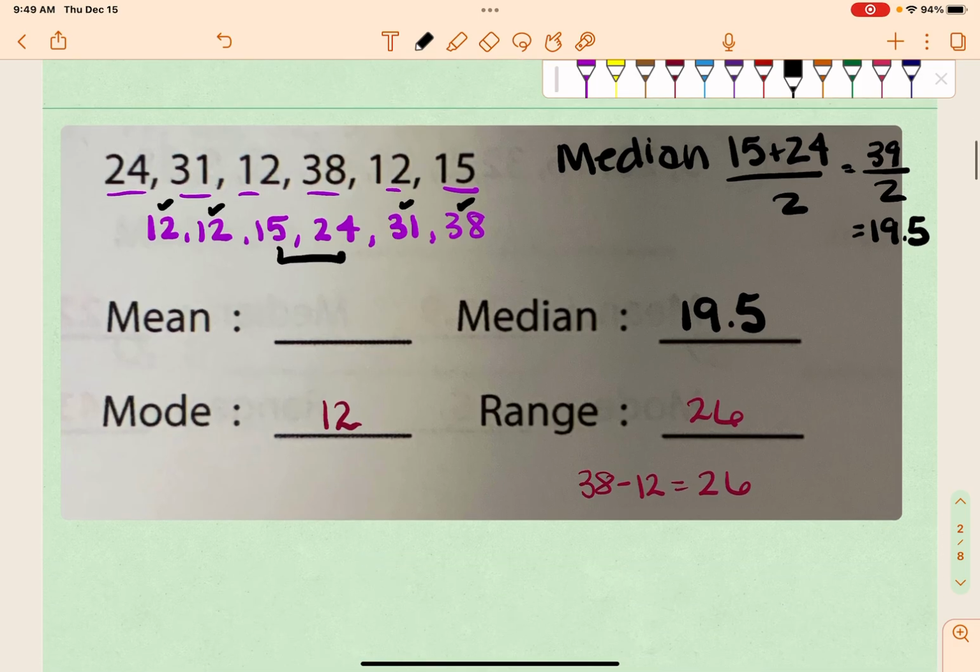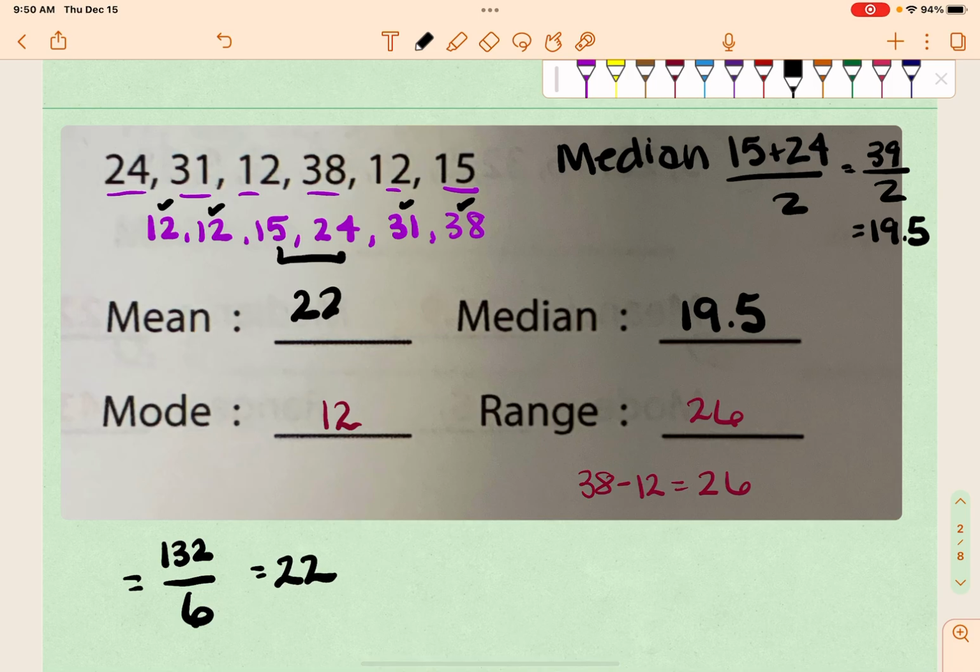Okay, so to find the mean, I have 1, 2, 3, 4, 5, 6 numbers. And I'm going to have to add all of these up. So let's see, 12 and 12, and then 15, and then 24, and 31, and 38. So it's 132. Divided by 6 is going to be 22. So that is your mean. Okay, we'll take a look at a few other examples later on.